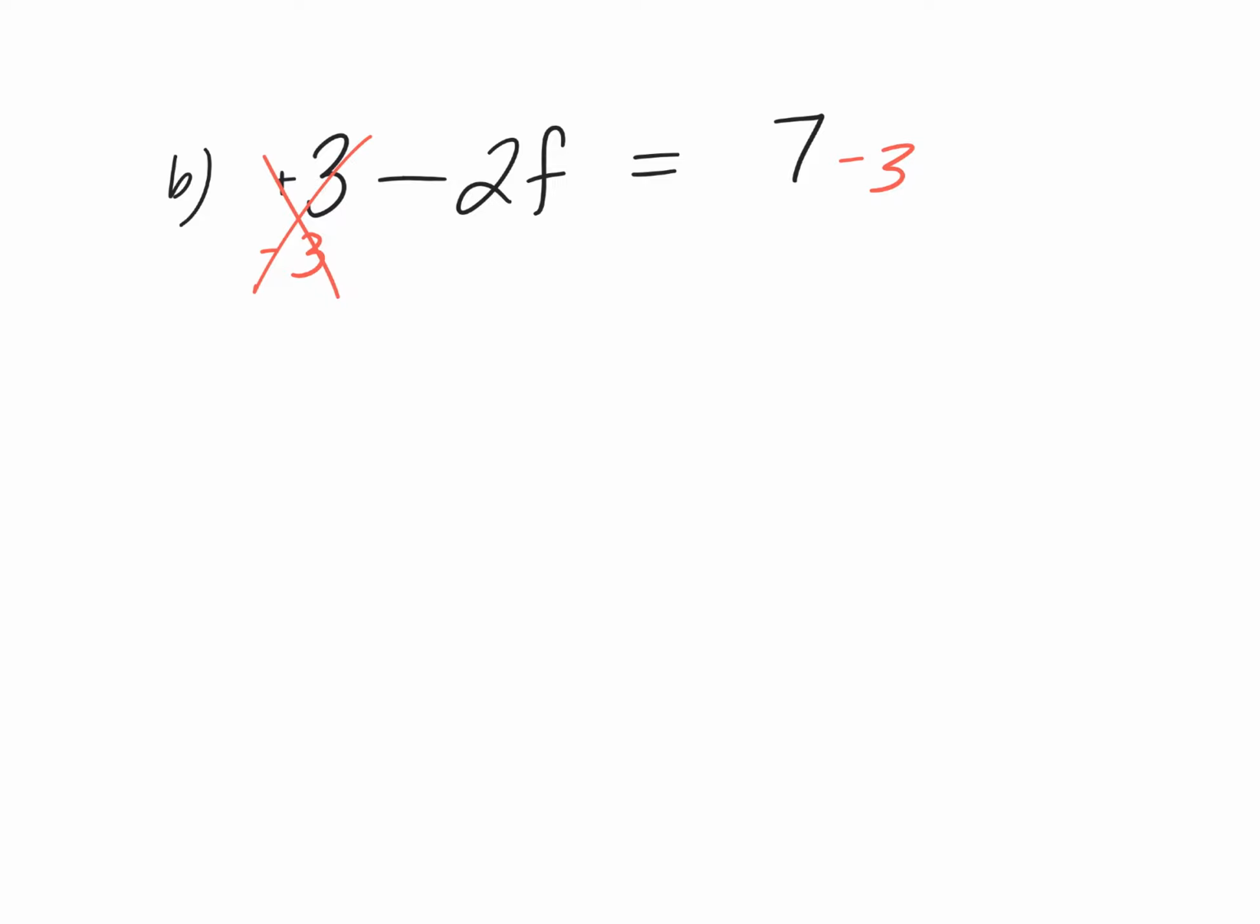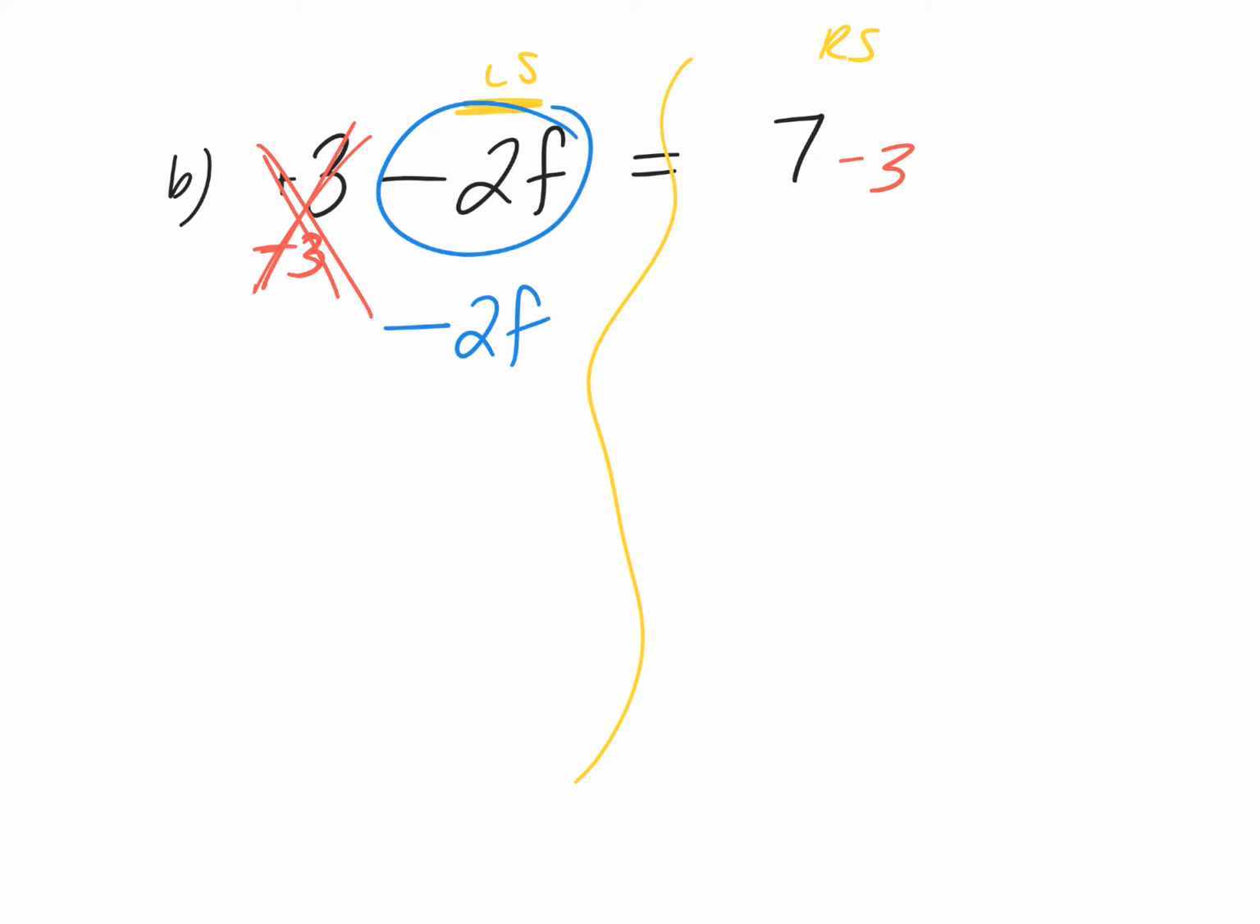So what do I have left on the left side? Here's my left side. Here's my right side. What do I have on the left side still? Raise your hand. What do I have left on the left side? I have a negative 2f. That is also there. It's a negative 2f. On the right side, I have to also take away 3 because that's what I did on the left side. What's 7 take away 3? 4. Now I have negative 2 times f.